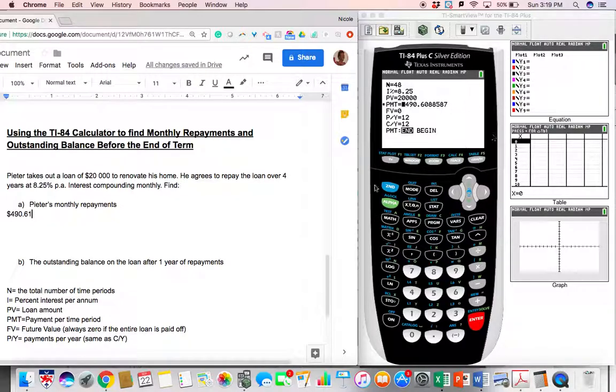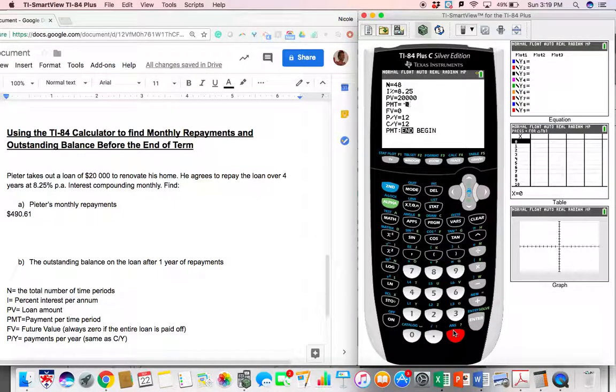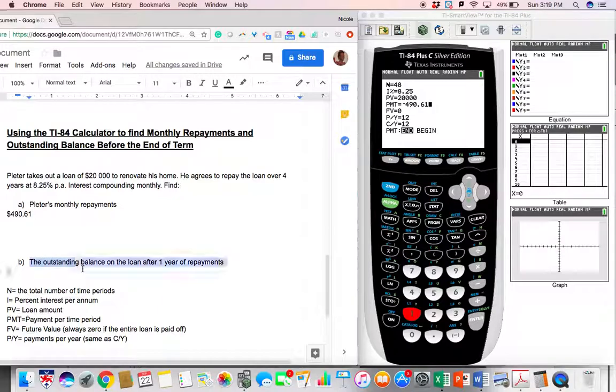All right, now that we've figured out his monthly repayments, we're going to put that in. So I'm going to replace that number with negative $490.61. So that's what Peter is paying back to the bank each month. The bank is always trying to steal a little bit from us, so we have to put that rounded amount in for our PMT because that's what he's paying each month. Great. Once you've had that, let's try and figure out the outstanding balance after 1 year of repayment.